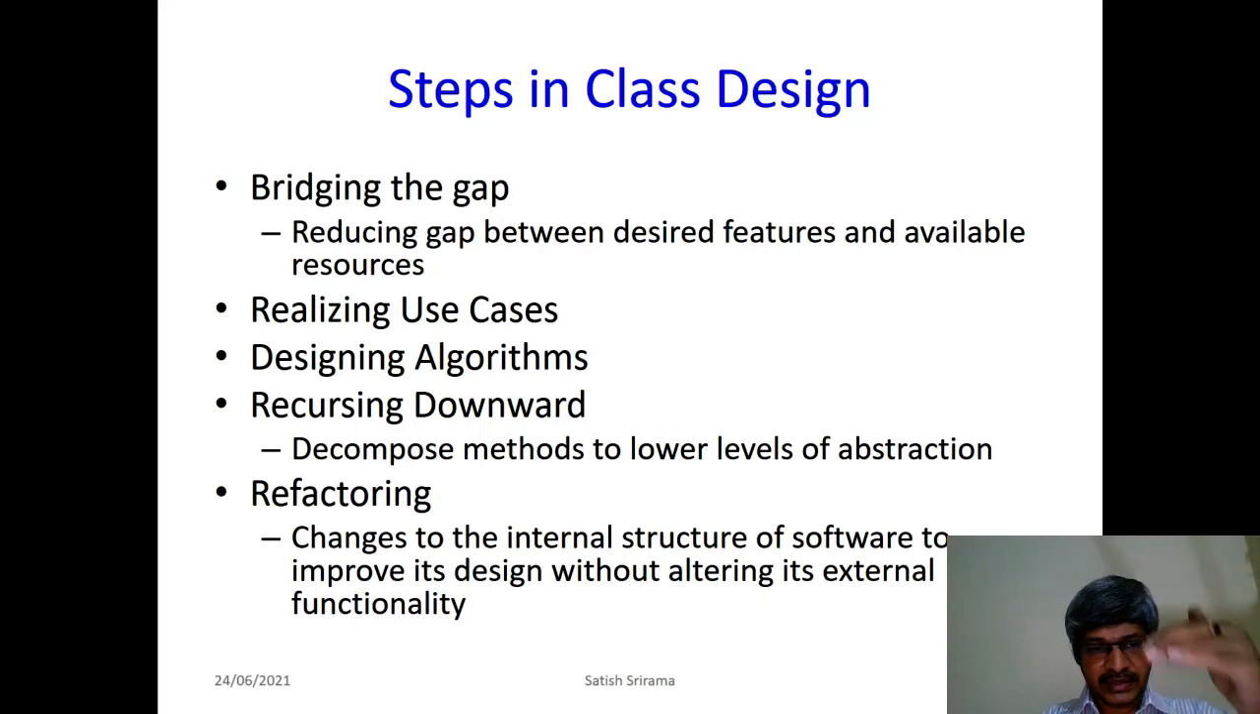Okay, and then we have to go recursing. We have to recurse downward, so decompose the methods to a lower level of abstraction. We'll see this one in detail, but that is what I have been telling. So you will take higher level methods and then decompose them into lower levels of abstraction. Then the next step is refactoring.